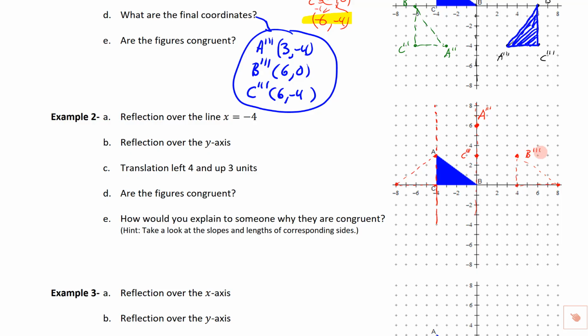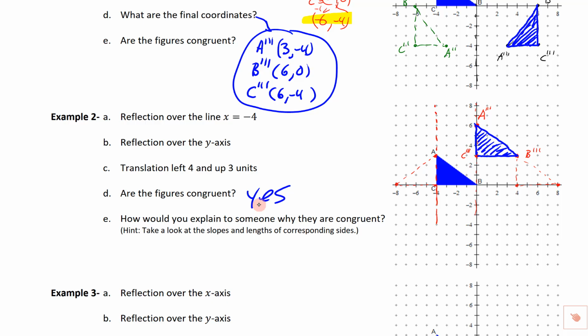Now, we don't have any others to do, so I'm going to go ahead and connect these. Probably should have done those points, or labels, in blue. Okay, so this is what it looks like. That's the final figure. Now, are the figures congruent? Well, gosh, you can kind of tell. The answer to that one is yes.